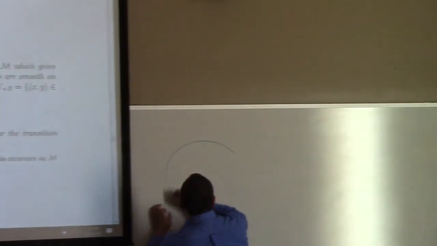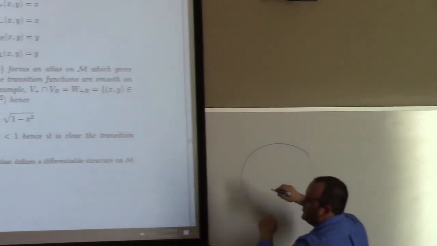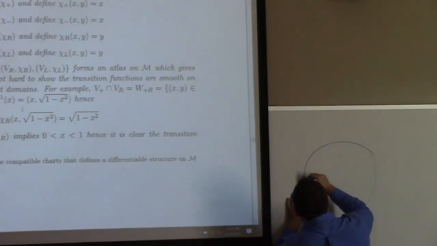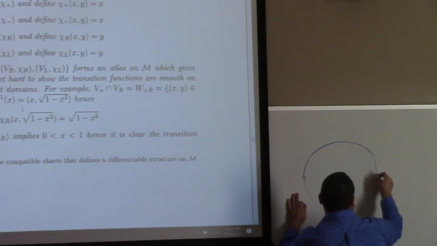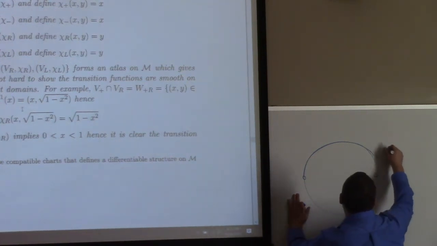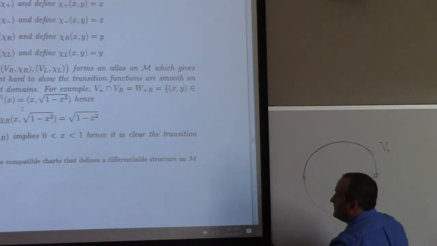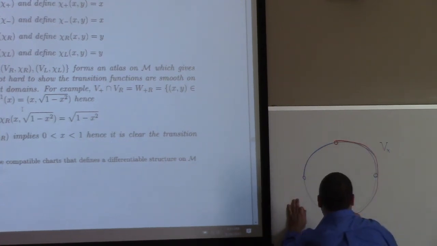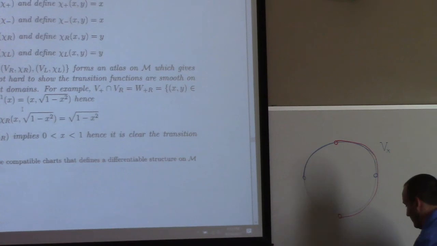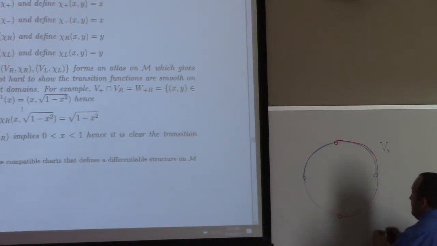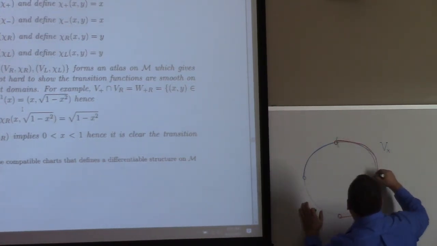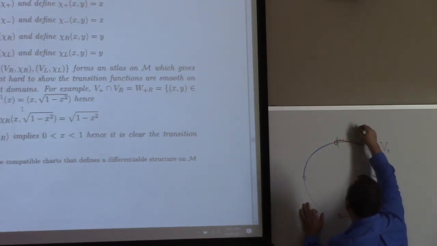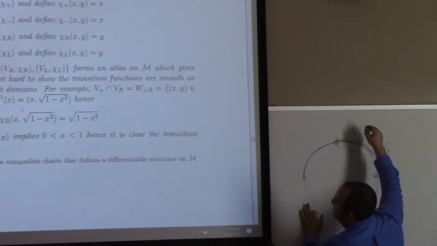So, all right. What's V plus? V plus is like this, right? And what's VR? It's like this. The right half. So the intersection of those is where we're studying the compatibility. That's this piece right in here. This is what I'm calling W, apparently plus R.